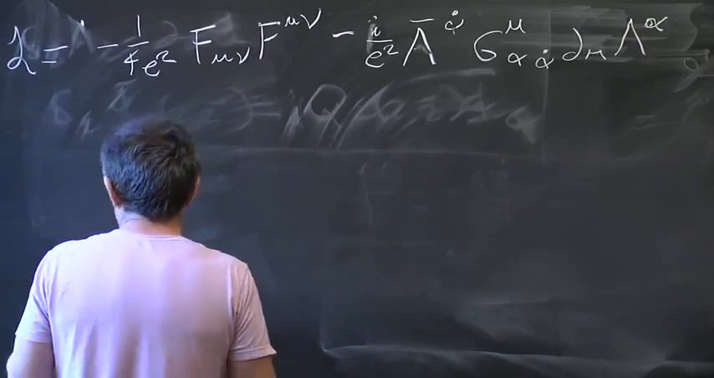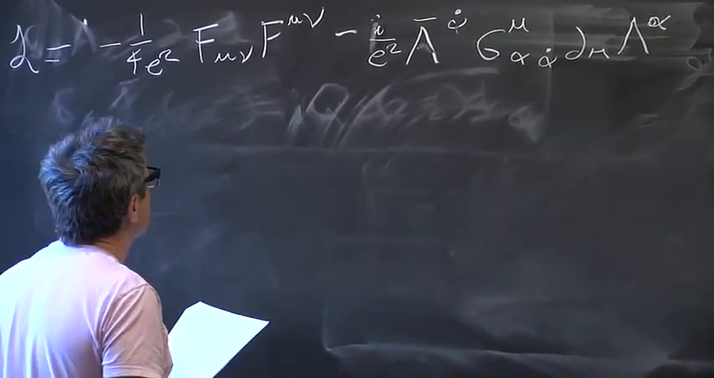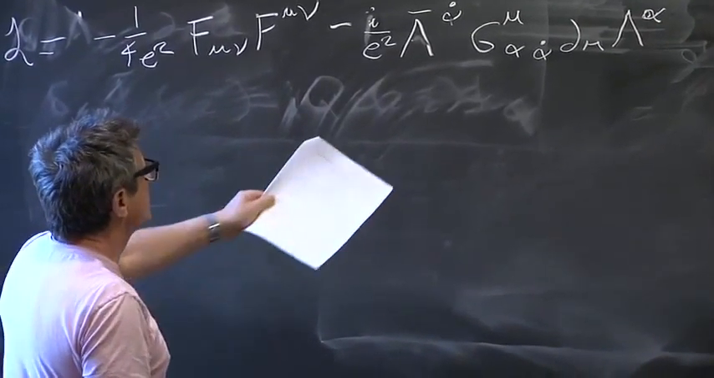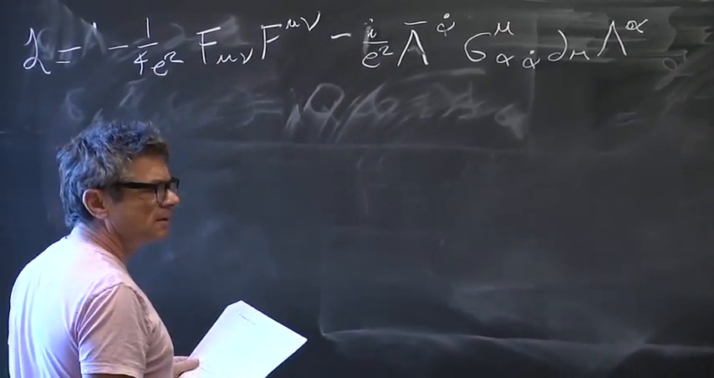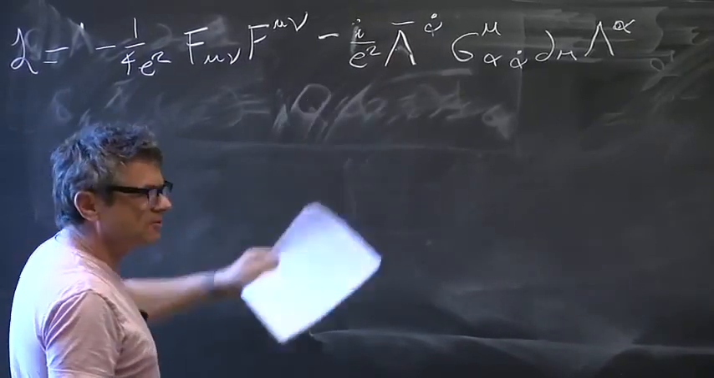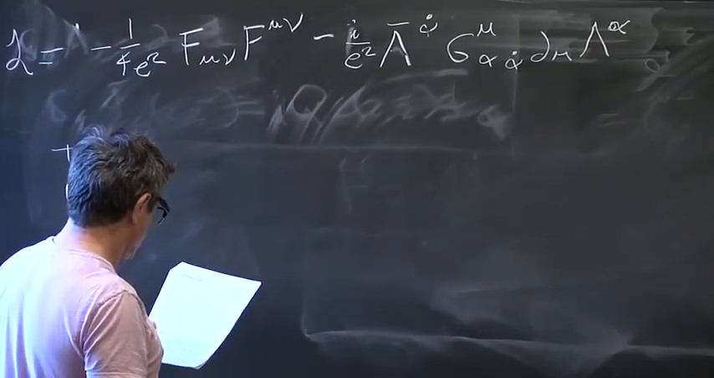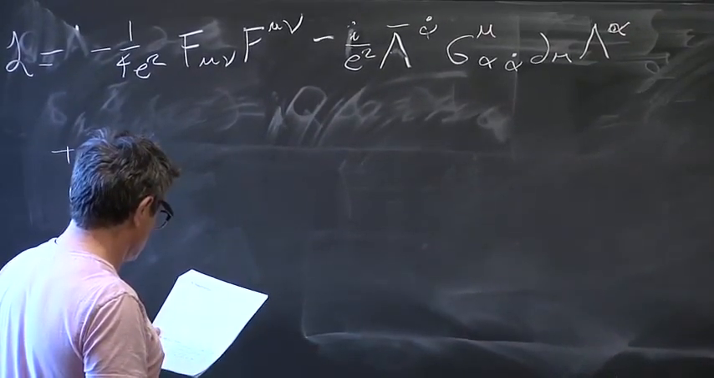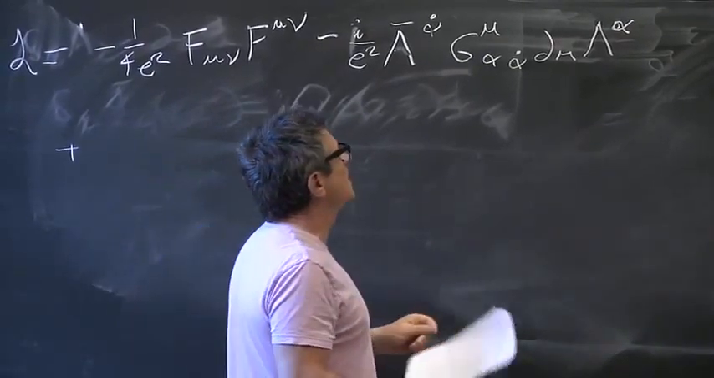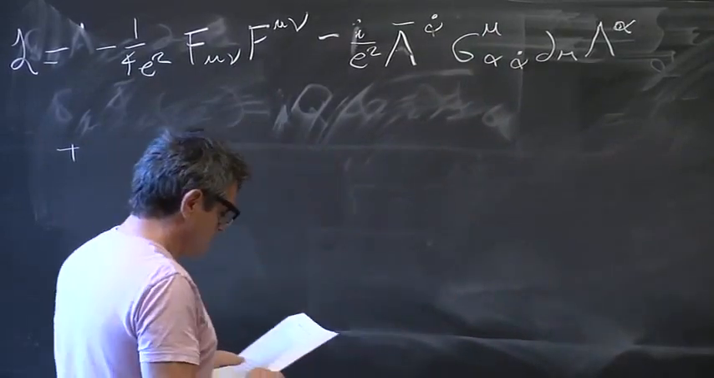Sorry, why must the photino be chiral? It's not. It's got lambda and lambda bar. Those combine into a Dirac spinor. But the two different chiralities don't couple in the massless Lagrangian. Okay.